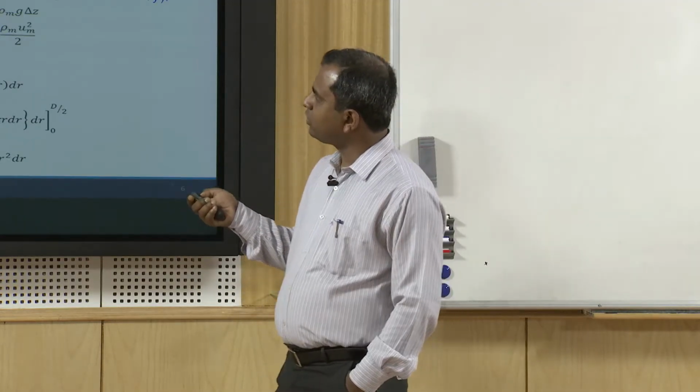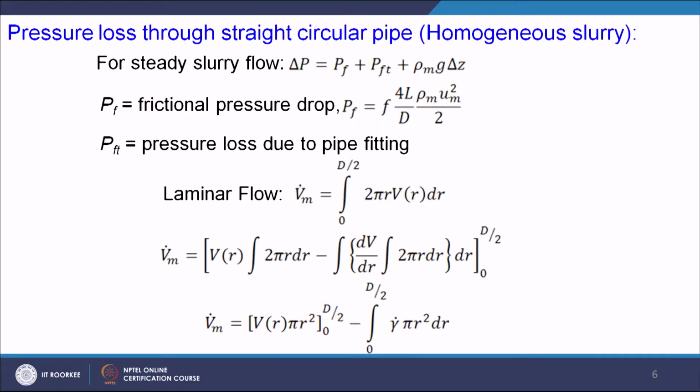So, as we know, in steady slurry flow we will have the frictional pressure drop, as well as the buoyancy pressure drop, or gravitational pressure drop.